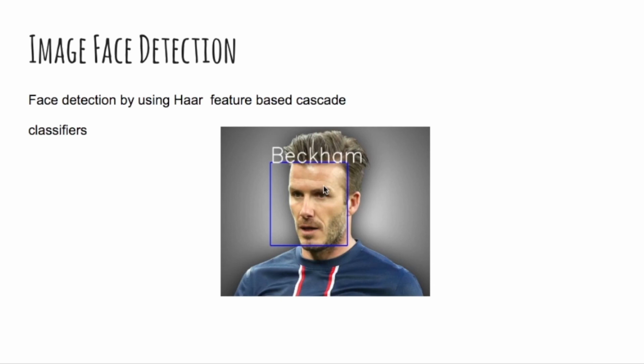But if we wanted to build our own classifier, we would have to take a lot of positive and negative images. Positive meaning there is a face, and negative meaning without a face. Then we would extract features based on that dataset and train our own classifier. But in this case, we would not. Let's go ahead and write our code.